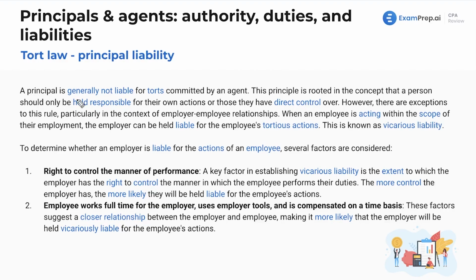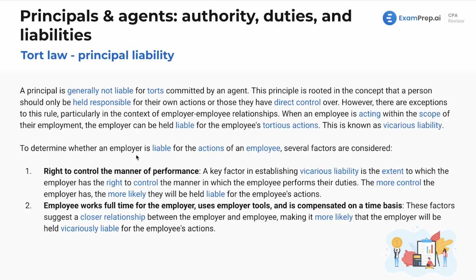A principal is generally not liable for torts committed by an agent. This principle is rooted in the concept that a person should only be held responsible for their own actions or those they have direct control over. However, there are going to be exceptions to this rule, particularly in the context of an employer-employee relationship. Now, when an employee is acting within the scope of their employment, the employer can be held liable for the employee's tortious actions. This is known as vicarious liability. We mentioned this prior, but let's talk about it even more.